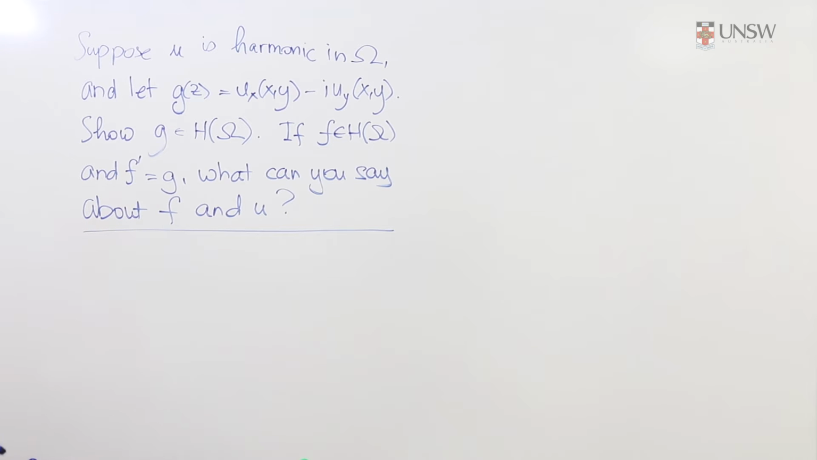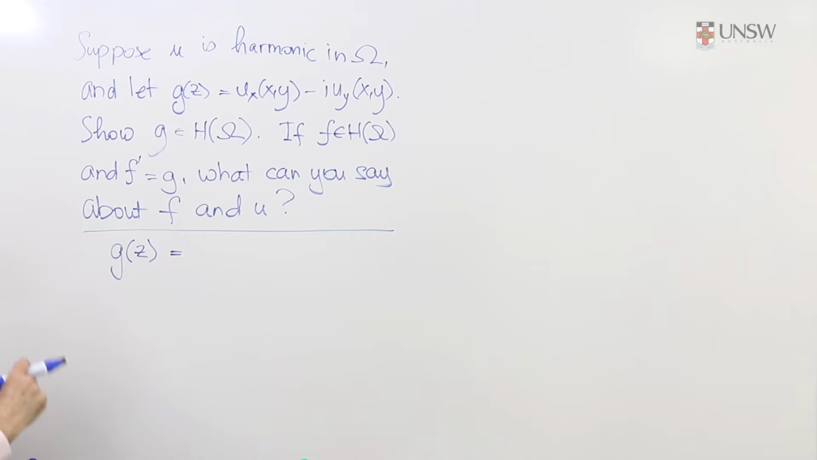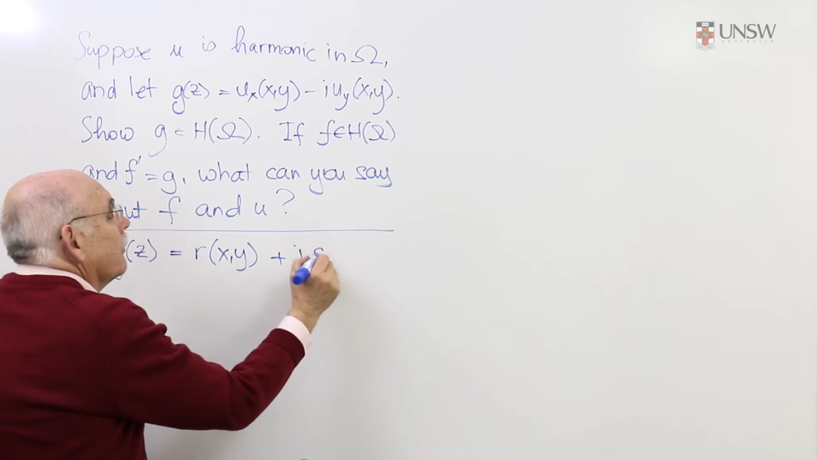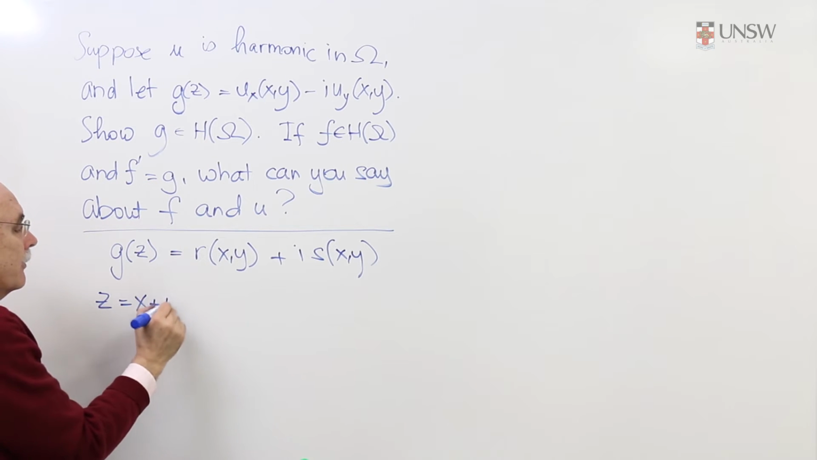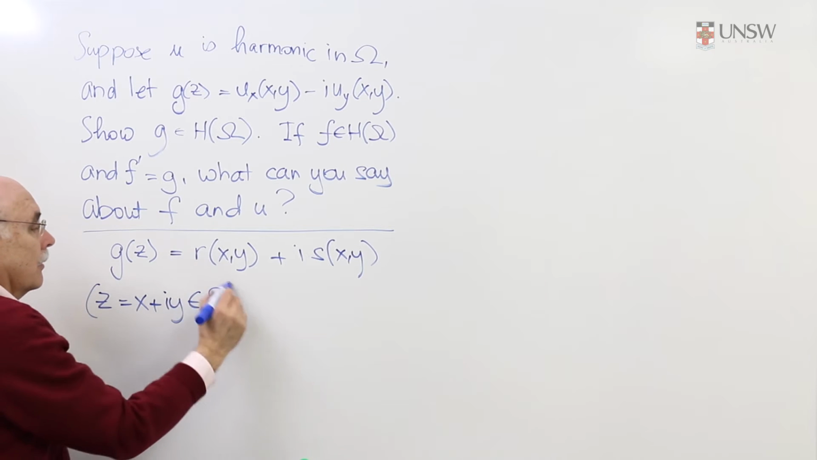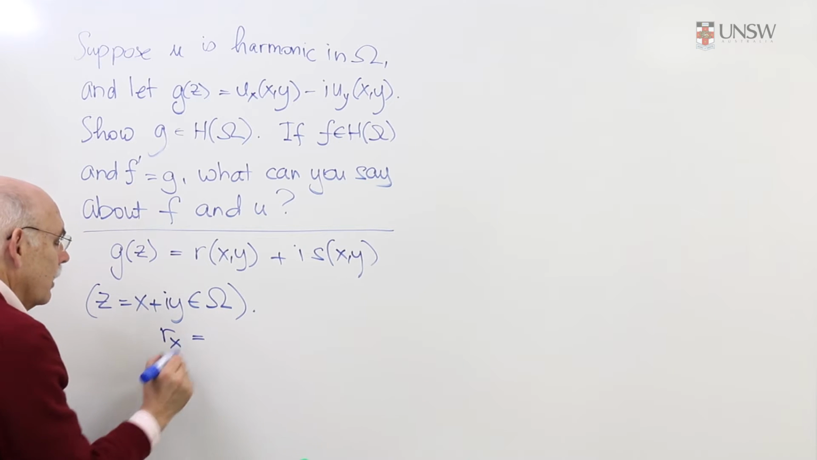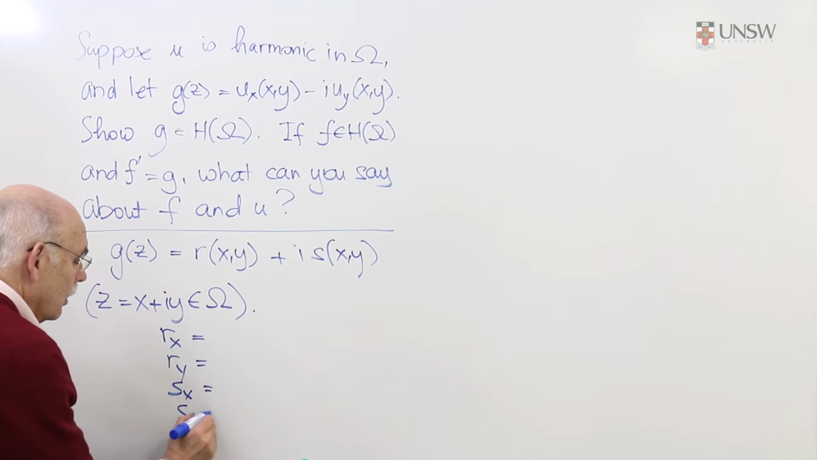Well, let's start out. How do we show that g is a holomorphic function? Well, we can write g of z is equal to, well, we've already got a u, so let's avoid u and v. Let's try once again r of (x,y) plus i times s of (x,y), where z is equal to x plus iy in omega. And let's see what we can see about the Cauchy-Riemann equations for g. So we have to work out r sub x, r sub y, s sub x, and s sub y.